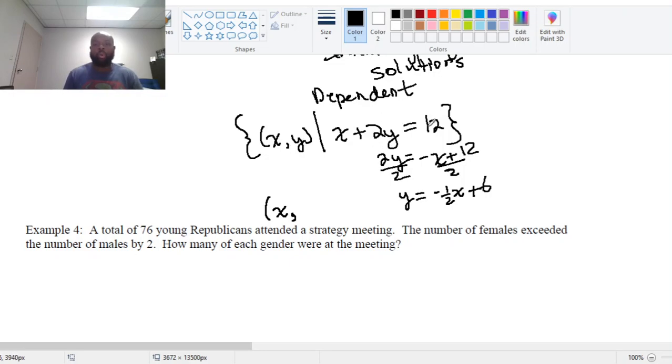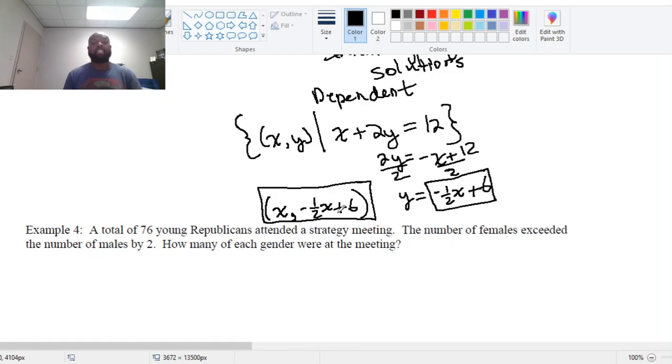Well, I solved this equation for y, right? I subtract x, I divide by 2, and I know that y is always equal to negative 1/2 x plus 6. And so this gives us an alternative way of writing our solution, okay? x comma negative 1/2 x plus 6. That way, if anyone gives you an x value, you can plug it into here and quickly calculate what one of the solutions will be.